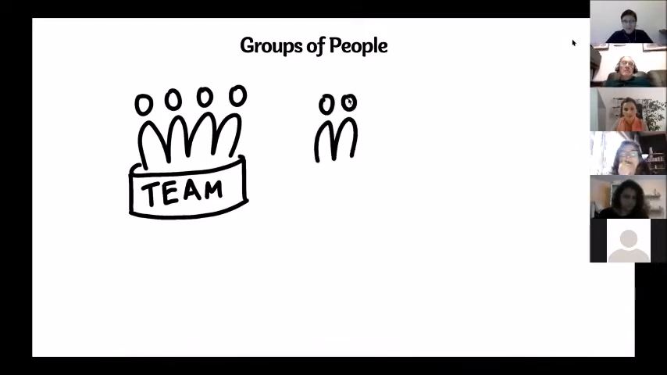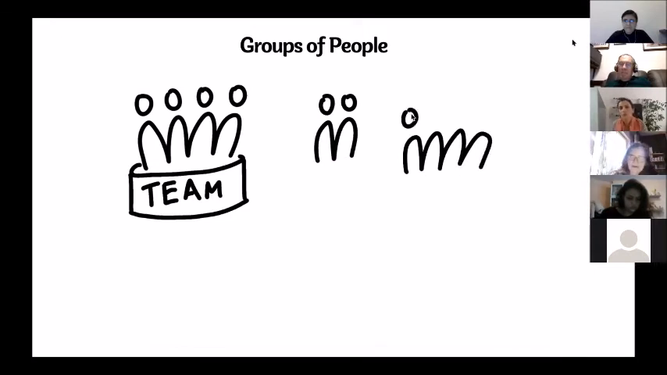Here, a group of 2, for instance, a couple, or let's form a group of 2, and then let's form a group of 4. And if we want them to be an even bigger group, a crowd, then we just add some more circles.